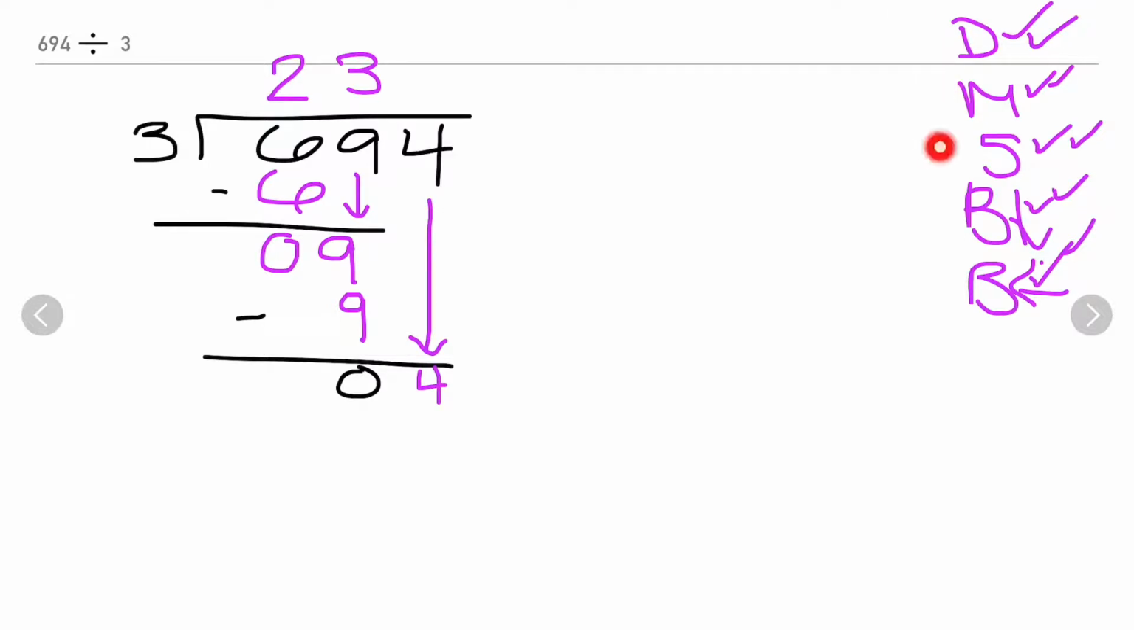Divide, multiply, and subtract. Bring it on down and bring it on back. Divide. 3 goes into 4. That's right, it goes in 1 time. Multiply. 3 times 1. Good thinking. 3. Subtract. 4 minus 3. Good. 1.